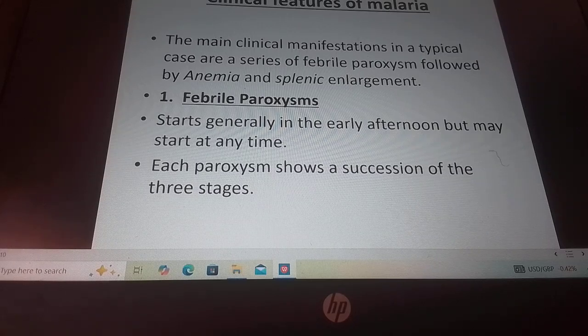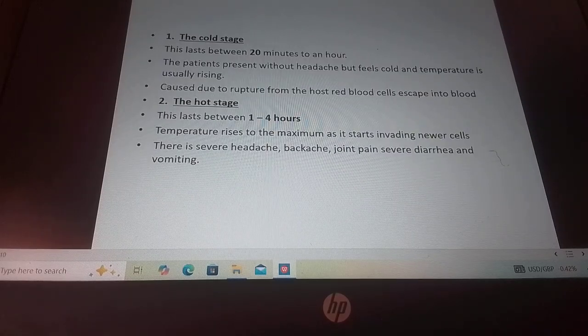So each paroxysm shows a succession of three stages. We have the cold stage, the heat stage, and the sweating stage. So the cold stage is the one that will start about 20 minutes to an hour. So the patient will present without headache, but the patient will be feeling cold, and the temperature is usually rising. So once you take the vitals, you will realize that the temperature is the one that is rising.